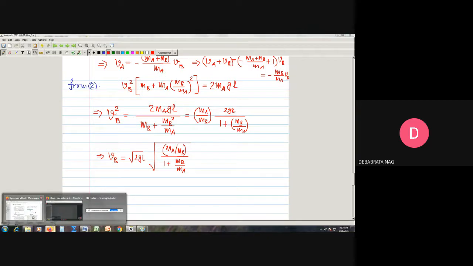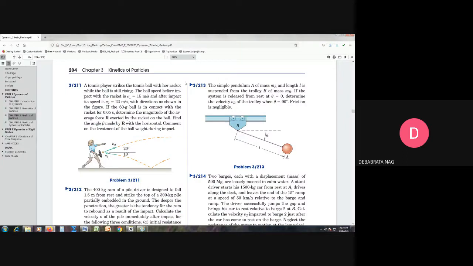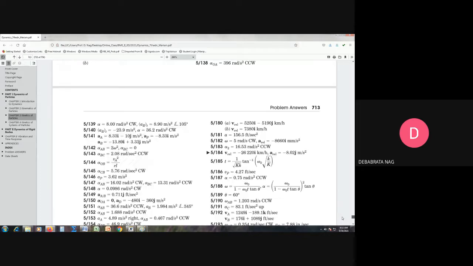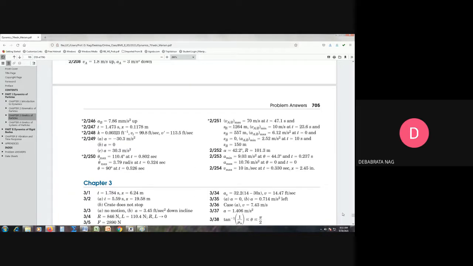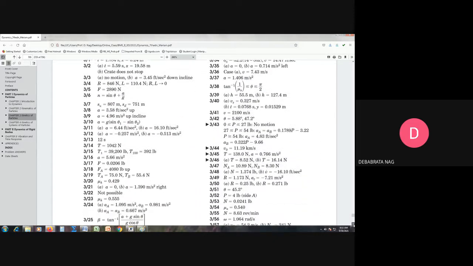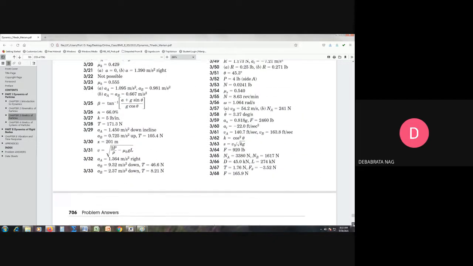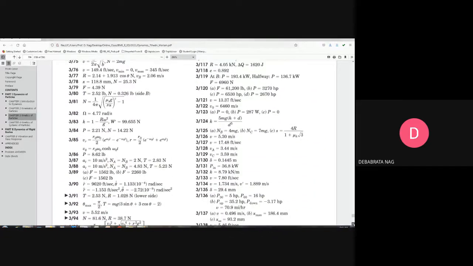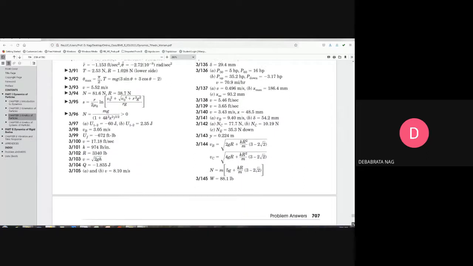Let us go and check the answer provided in the book. This problem is taken from the book of Meriam and Kraige. It is 3/213. So quickly going to the answer section, we can cross check whether we are able to write it in a proper manner or not, or whether there is some other alternative format of the answer being provided by the author. So let's just cross check it. Since our problem is 3/213, we go quickly.